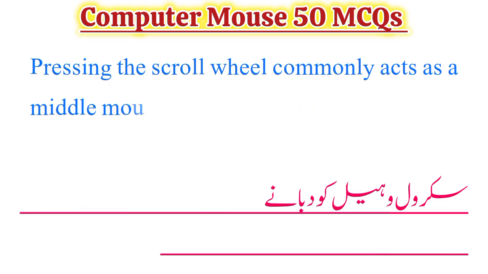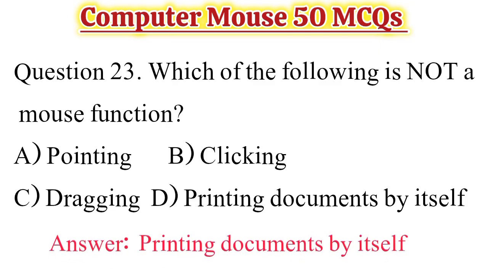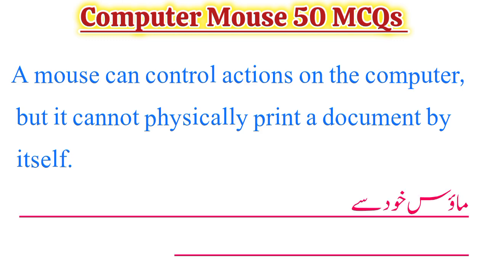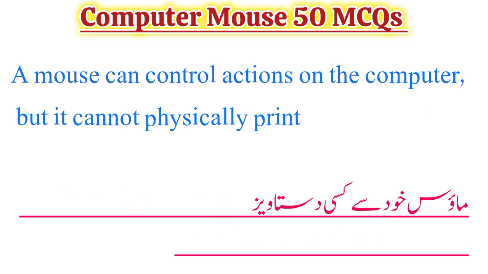23. Which of the following is not a mouse function? A. Pointing. B. Clicking. C. Dragging. D. Printing documents by itself. Answer: D. Printing documents by itself. A mouse can control actions on the computer, but it cannot physically print a document by itself.